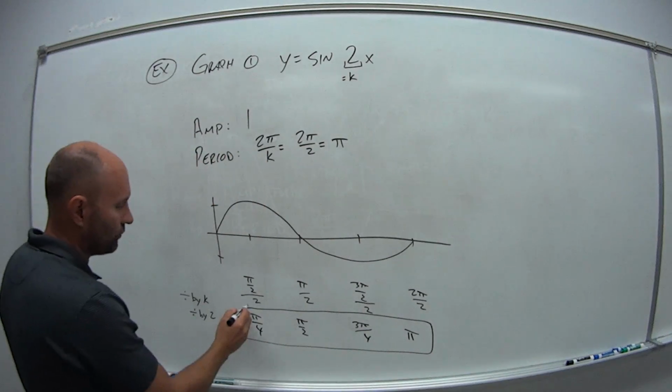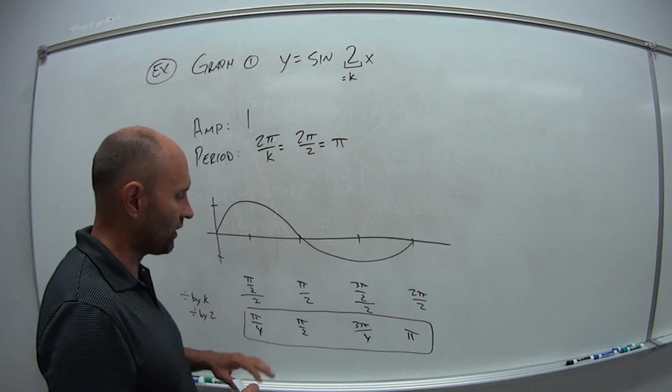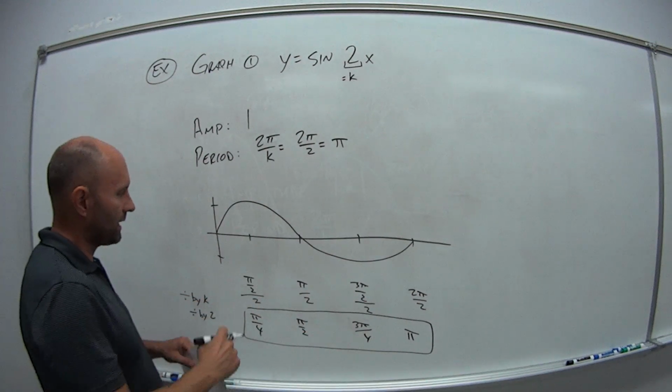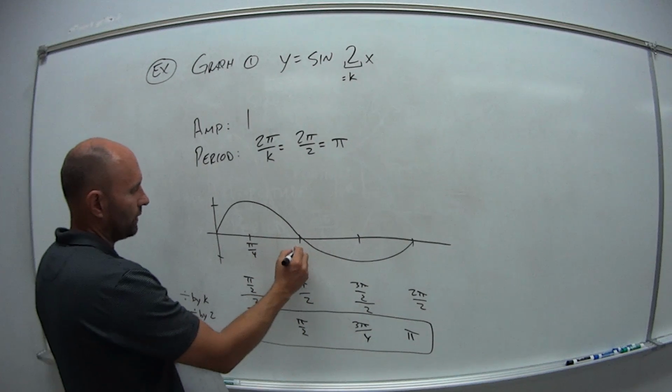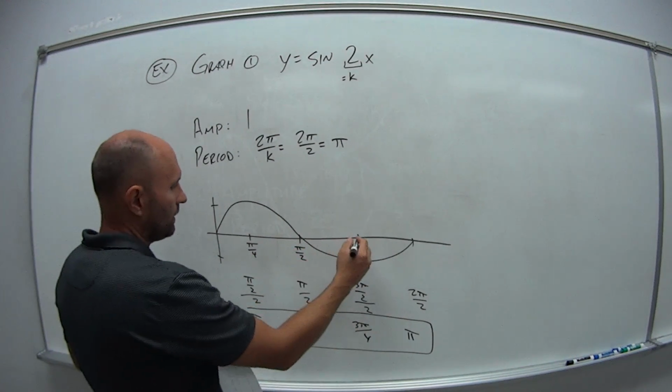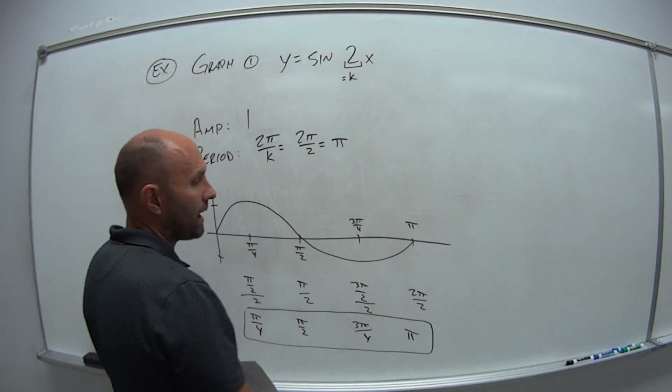I didn't have to do a bunch of calculations with fractions and all this kind of stuff. I was just able to divide by k. So this point here is pi over 4. This one here is pi over 2. This one is 3 pi over 4. And this one is pi.